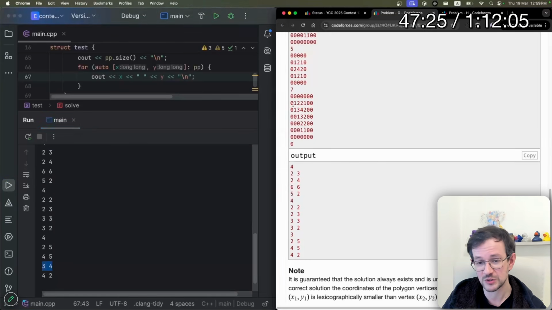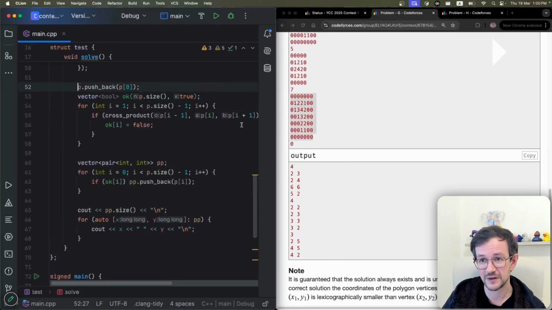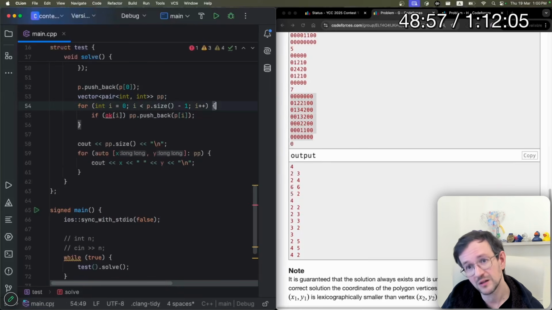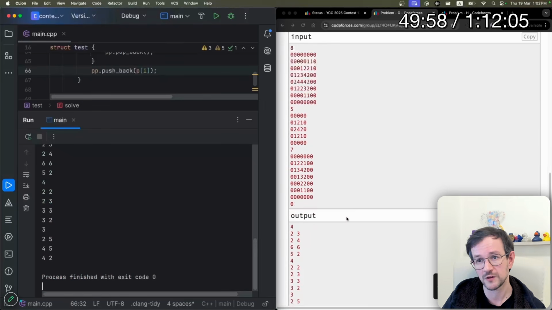So here I'm trying to understand what's going on. Pop, pop, pop, pop, pop. And here I said, okay, we need convex hull. Let's remove everything. So that's not the normal Graham algorithm. Okay, let's go back. Can we go back? No, no.